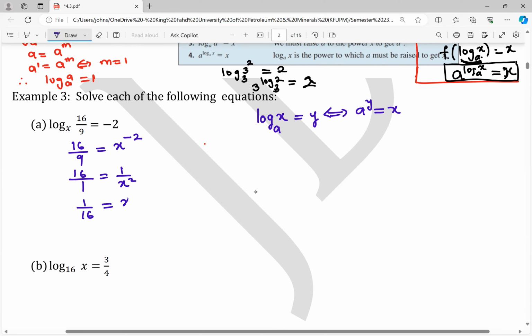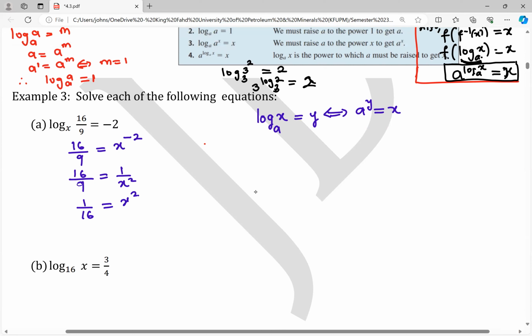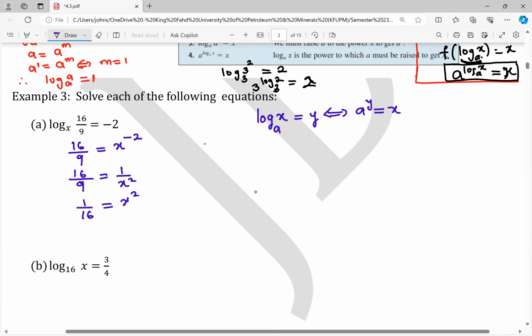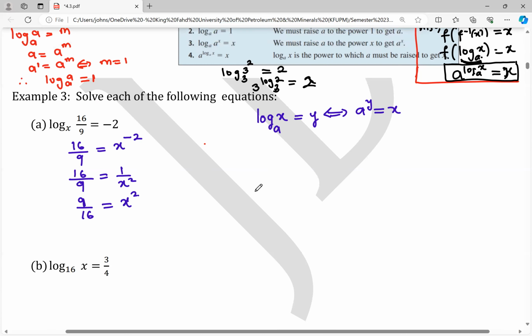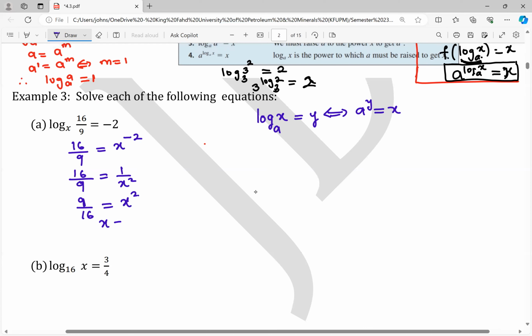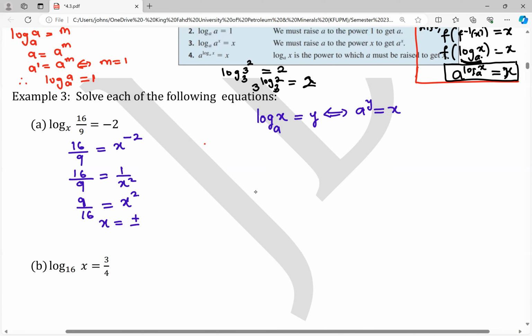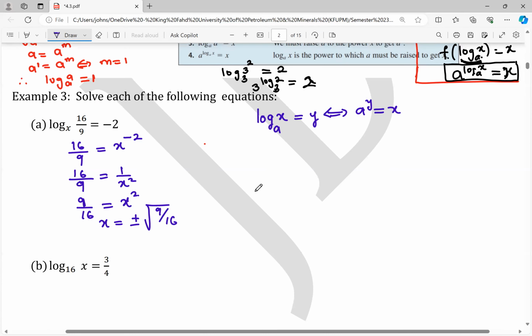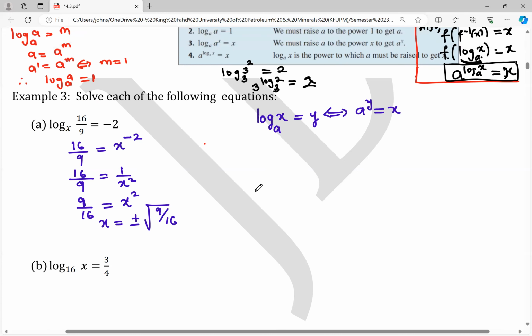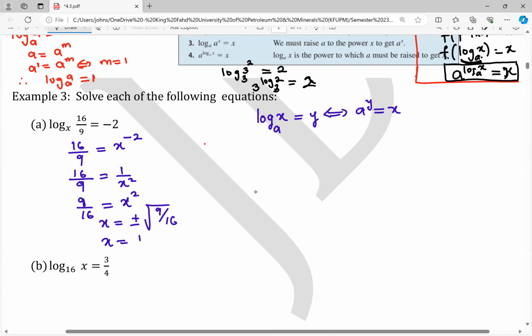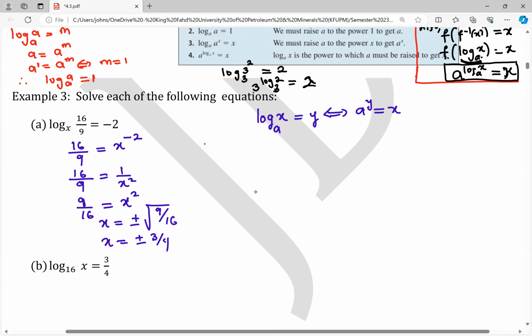This equals, not 1 over 16, but 16 over 9. So this becomes 9 over 16 equals x squared. So x will just be plus or minus 9 over 16. All right. And so with this, you can see that x is plus or minus 3 over 4.